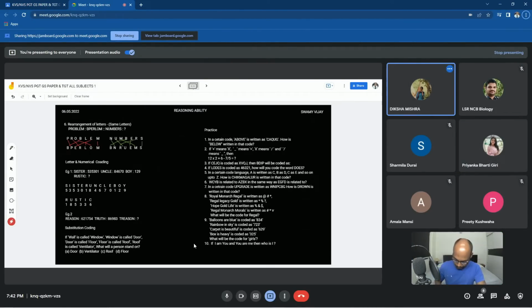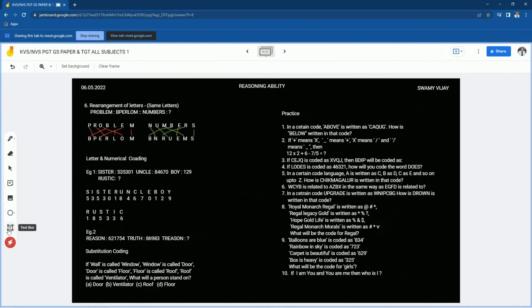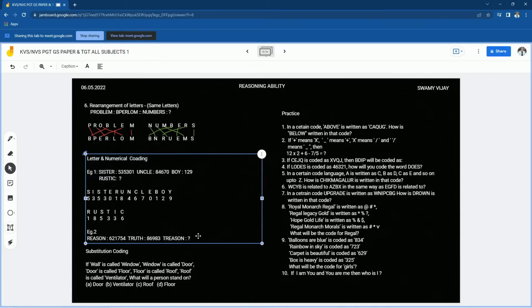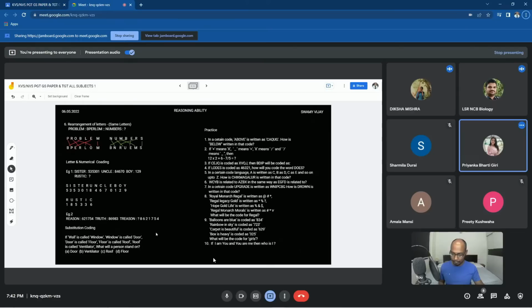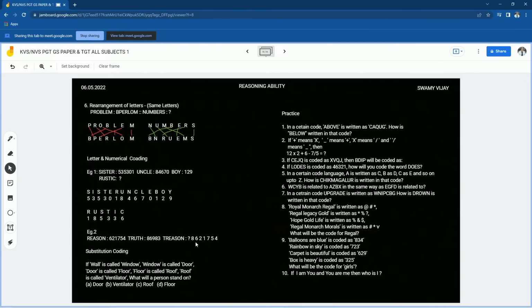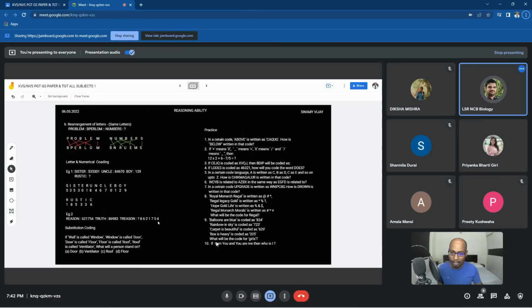Diksha: 86217554. Let me write. For treason you are giving the number 8621754. Everybody got the same number? Yes, sir. 8621754, I got, sir. Correct, same. What about others? Preeti, Sharmila? Yes, sir.